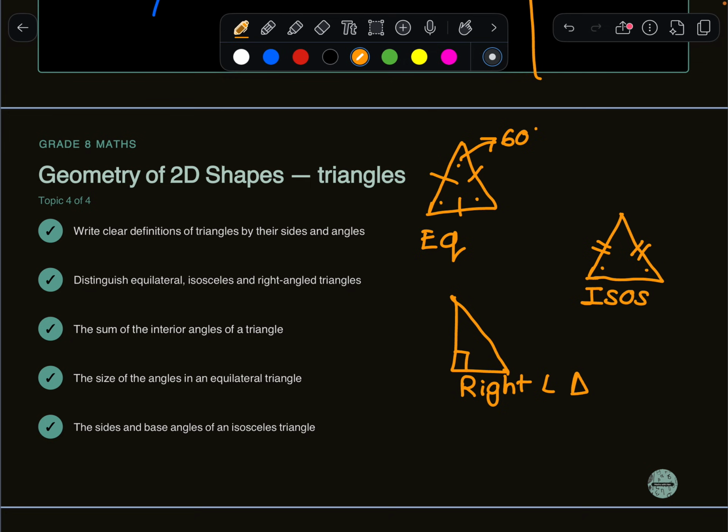The sum of interior angles of a triangle, so this is just always, adds up to 180 degrees. The size of the angles in an equilateral triangle, we said they are always equal to 60 degrees. And the sides and base angles of an isosceles triangle, that's just showing this side is equal to this side, and so then it points at these angles. So this angle is equal to this angle.